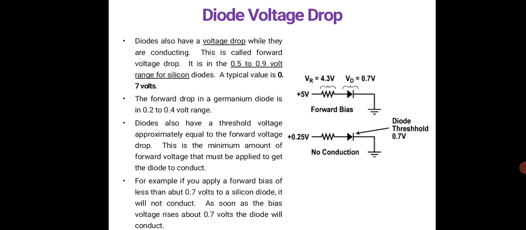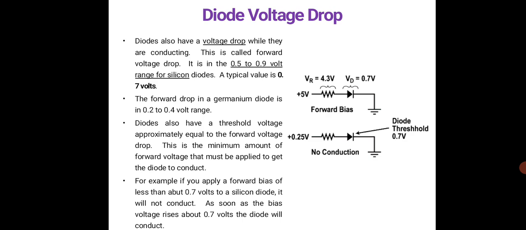So what would be the voltage drop at the diode? The diode has a voltage drop while conducting. This is called forward voltage drop. It is in the range of 0.5 to 0.9 volt for silicon diodes, whereas a typical value is 0.7 volt, which you can see in the diagram. The forward drop in a germanium diode is 0.2 to 0.4 volt. A diode also has a threshold voltage approximately equal to the forward voltage drop. This is the minimum amount of forward voltage that must be applied to get the diode to conduct.